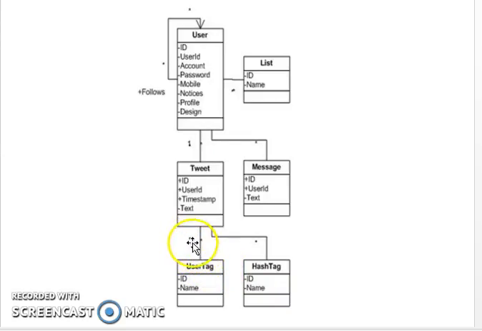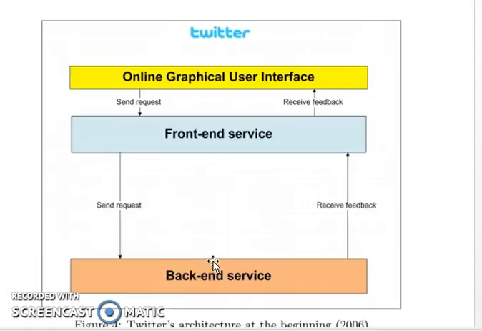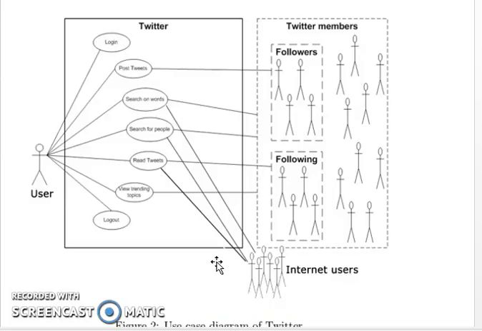Okay. Next is the process view. The process view is in terms of communication, and the physical view describes the topology of the Twitter software components and the communication. Development view. The development view illustrates Twitter from the perspective of the developer or programmer. Scenario view, which is the most important view. You can look at this use case diagram.